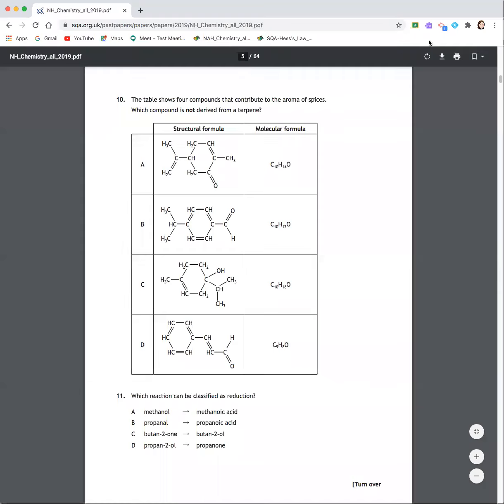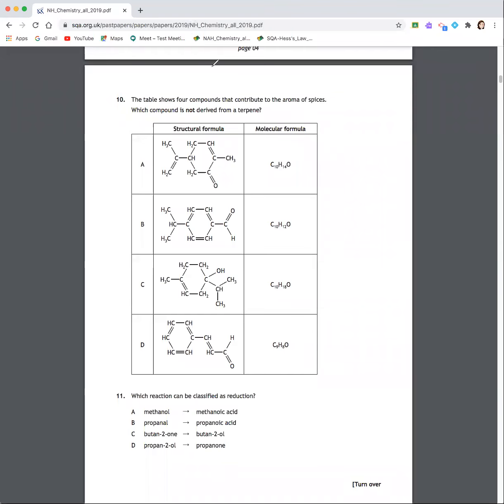So this is testing your knowledge of terpenes and what they're made of. Terpenes, remember, are made up of isoprene units, and isoprene units contain 5 carbons. So for it to be derived from a terpene, it needs to have a multiple of 5 carbons. So this would be from a terpene, this would be from a terpene, and this would be from a terpene. This 9 is not a multiple of 5, therefore D is the one that's not derived from a terpene.